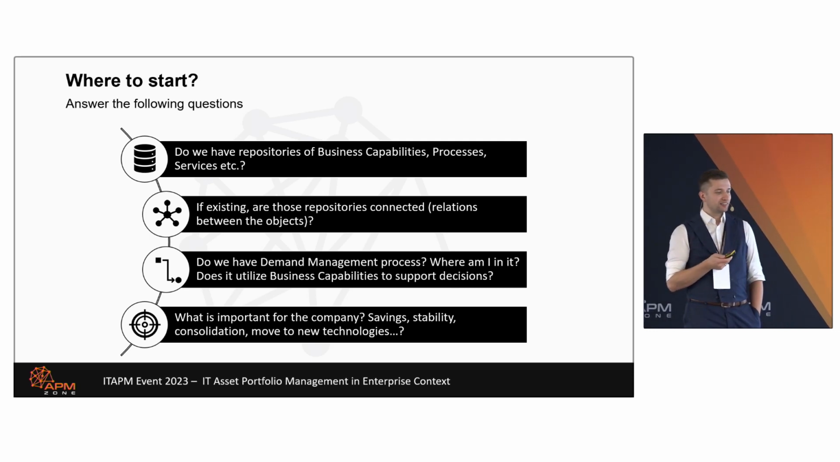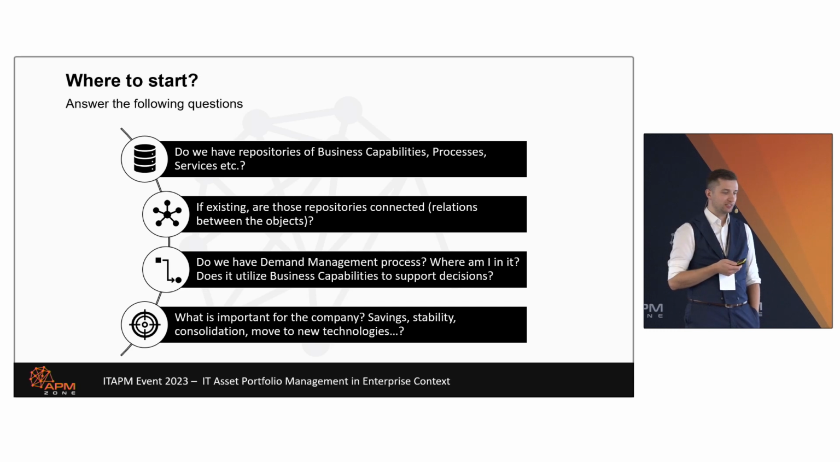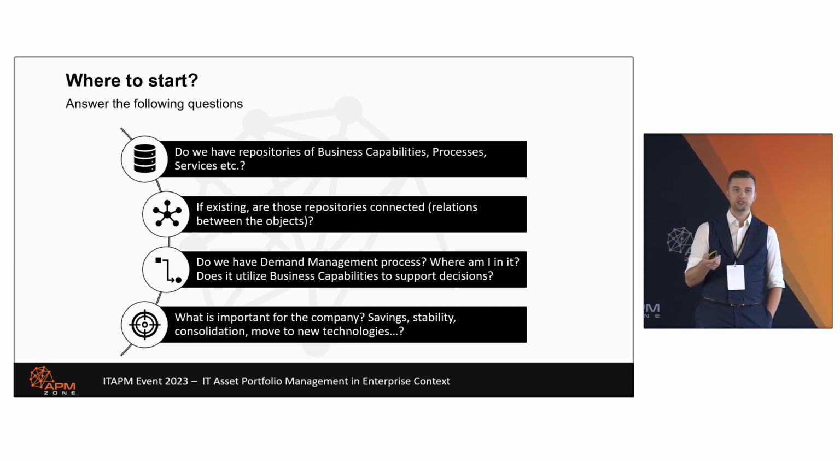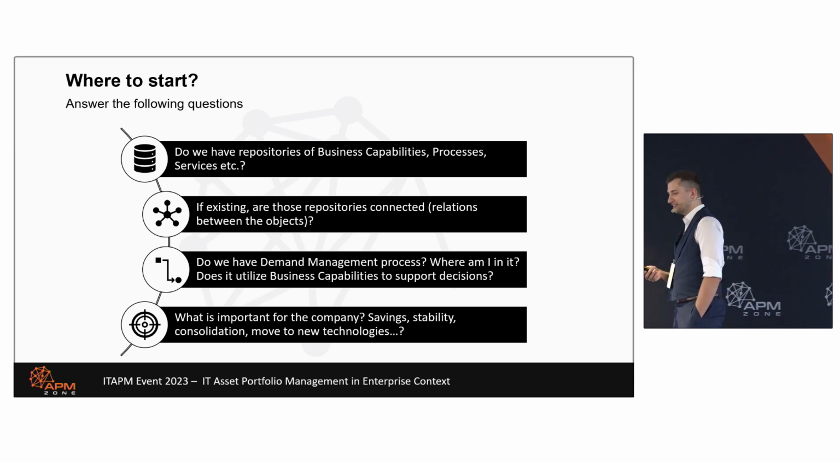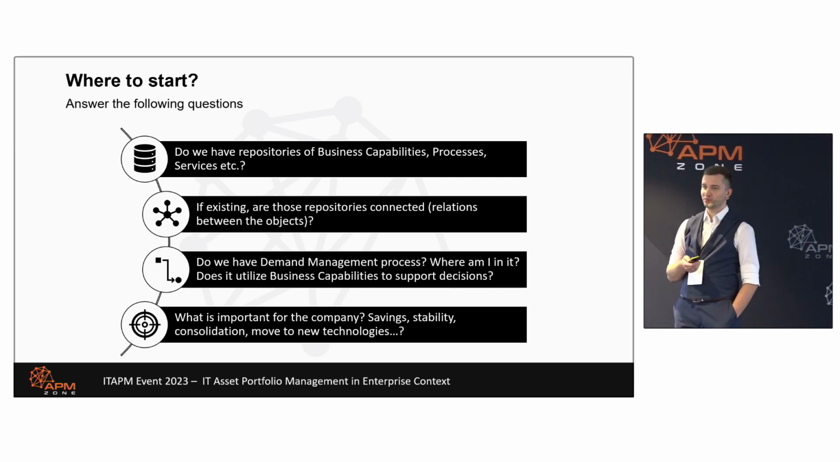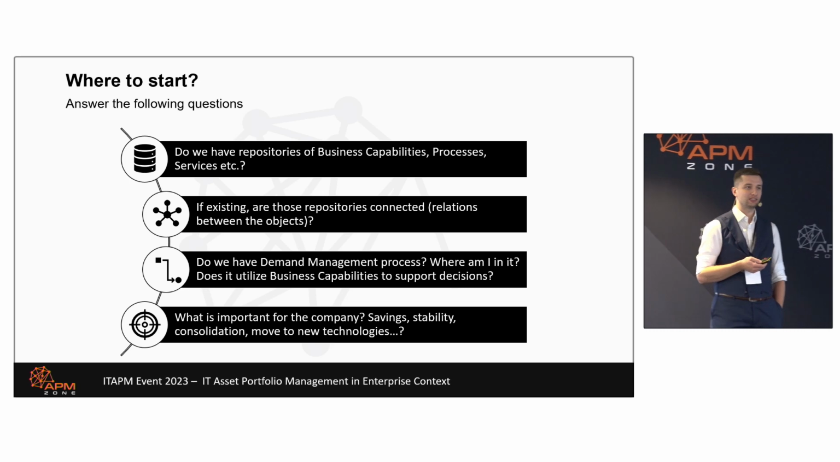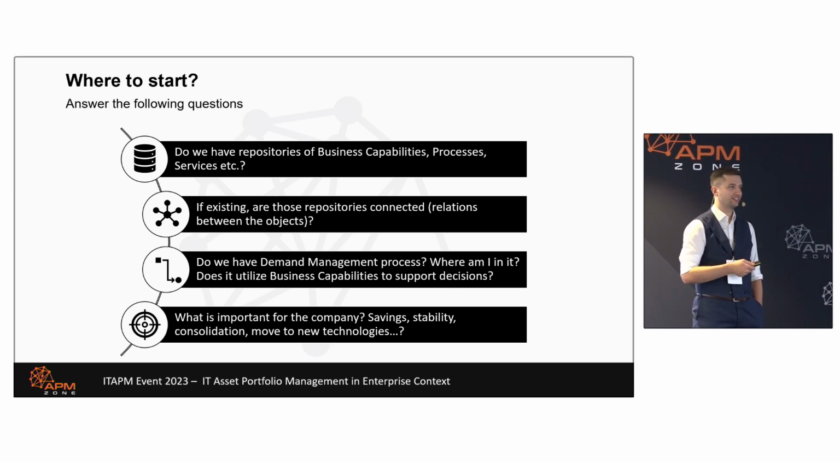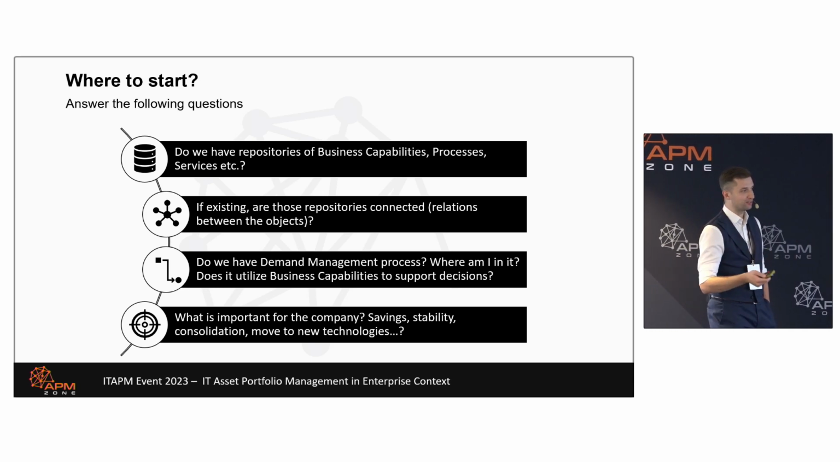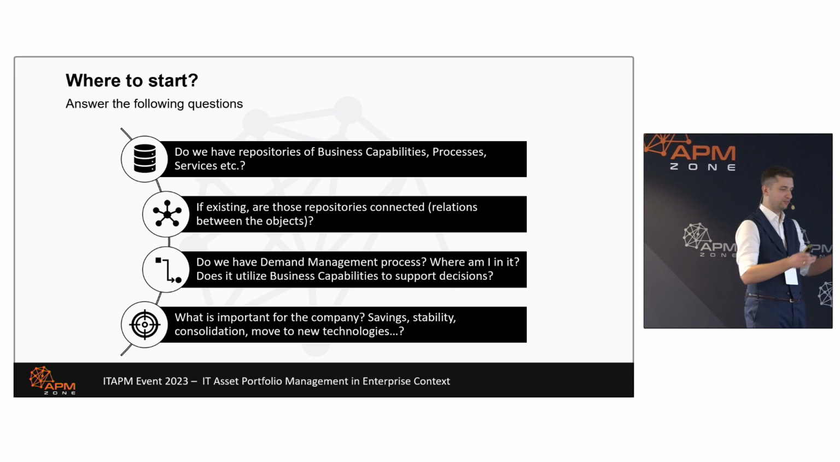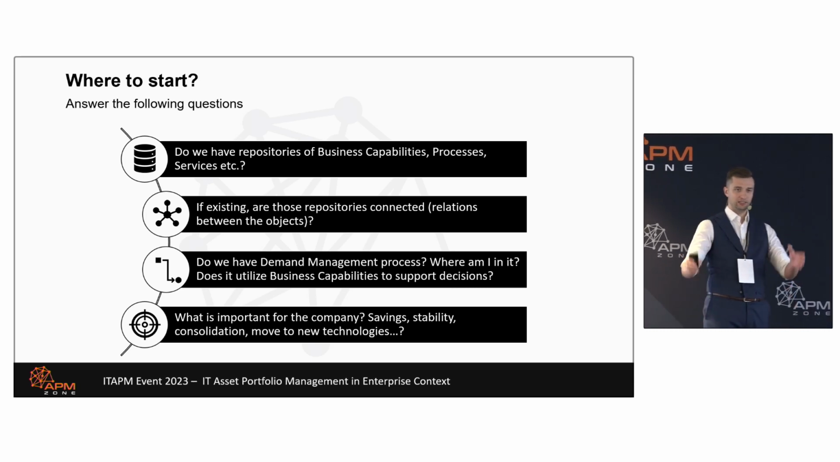The second part: if existing repositories are connected, so there are relations, there is logic behind them. I had a pleasure talking recently with one of the companies where the guy said, yes, we have all of that. And then, okay, but are they connected? No. So that's our problem. We cannot utilize that because we know very well what is happening in software. There is actually a service organization, but there is no connection at all between us, right?